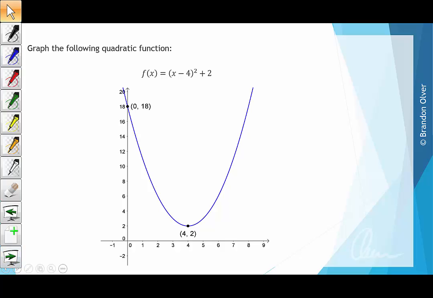Now I've just got a computer to draw it a little bit better than me because the last slide was getting a bit cramped. So we've got shown here all the coordinates we found before, so the y-intercept and the turning point. And then we've drawn a parabola through those points, and that is the graph of f(x) = (x - 4)² + 2.